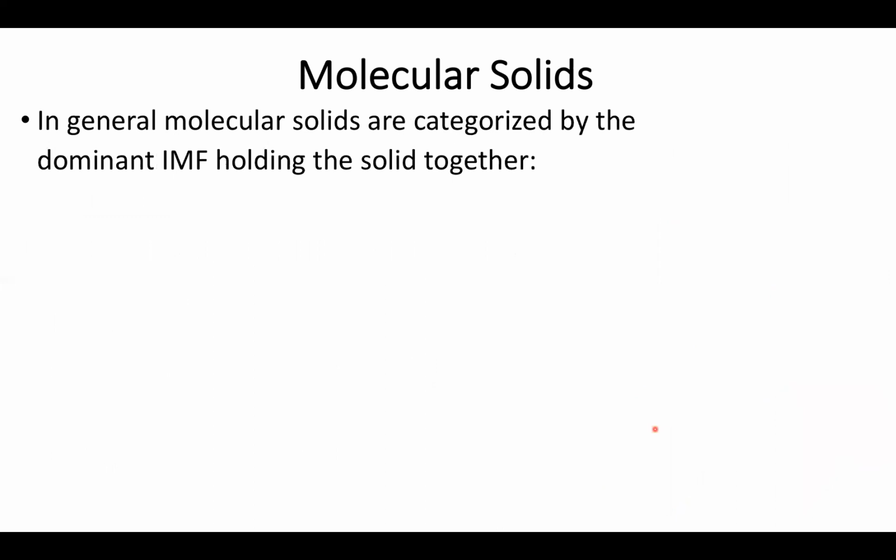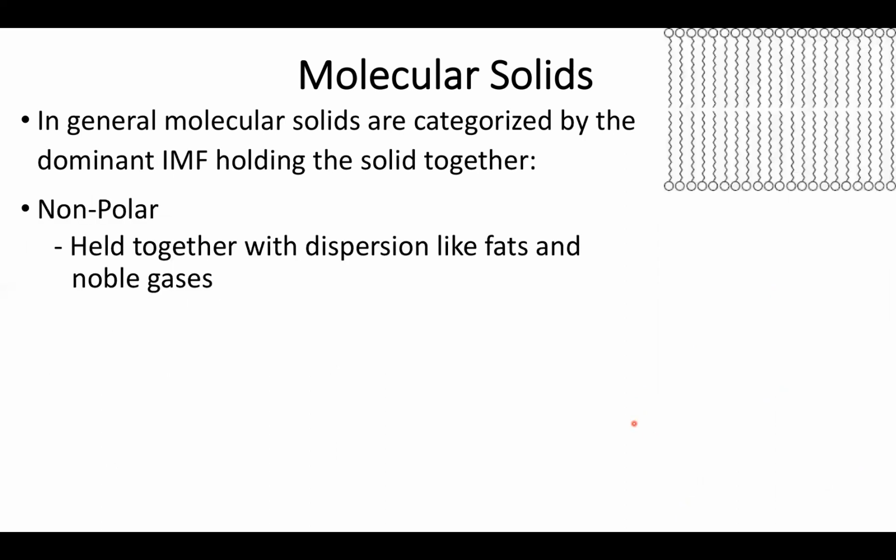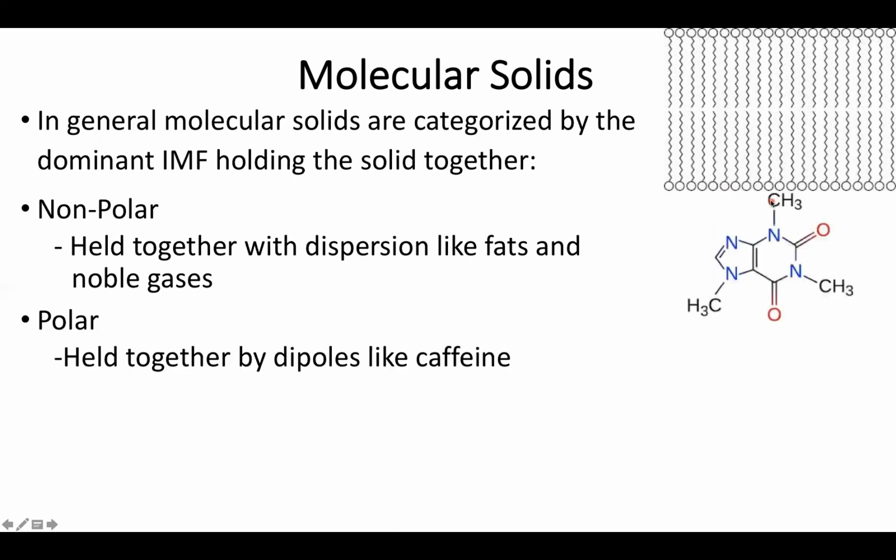So in general, whenever I'm looking at a molecular solid, we're going to typically define it by whatever the strongest intermolecular force holding it together is. So if you're using London dispersion forces, this is going to be usually a nonpolar molecule. So noble gases, fats, organic solvents, these are going to be held together with lots of dispersion. So if you think about something like fat, it's going to be a lot more softer, a lot more flexible.